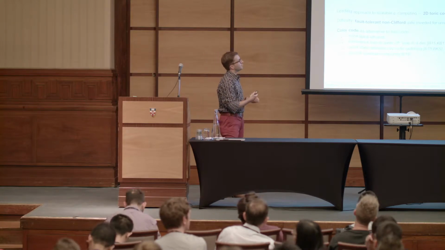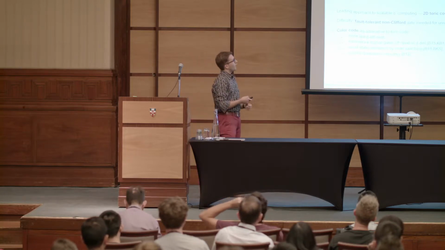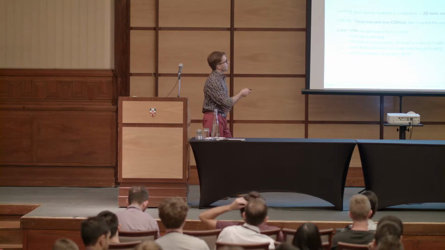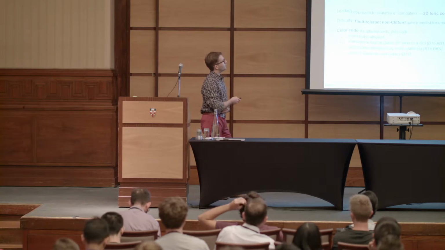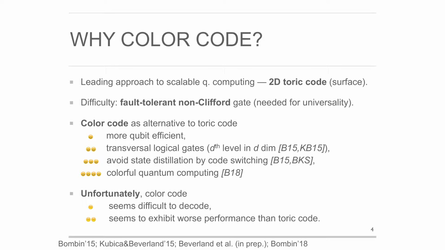What it means, for instance, for the 2D color code, is that we can get the logical Clifford group. Those transversal logical gates allow one to avoid state distillation. So in particular, with the color code and its three-dimensional version, we can circumvent magic state distillation by doing some code switching and getting the non-Clifford gate via a transversal gate.